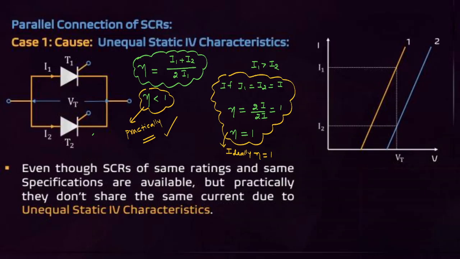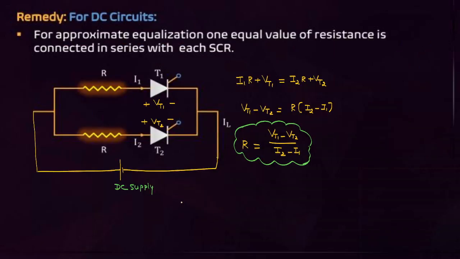Next, parallel connection. Even for parallel connected SCRs, the string efficiency is practically less than ideal. Ideally, string efficiency equals 1. There is unequal current sharing due to unequal static characteristics. If current sharing is equal, we can get 100%, but that is not possible practically. Because of unequal current sharing, the string efficiency is less than 1. You have to equalize this current sharing.